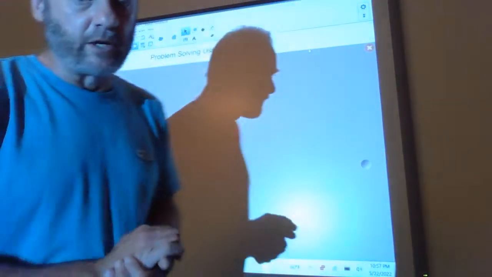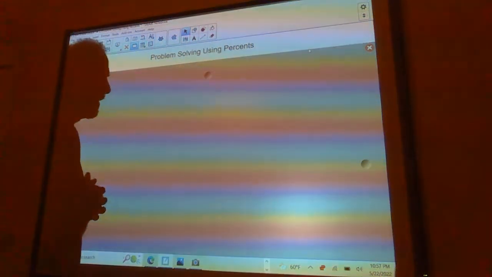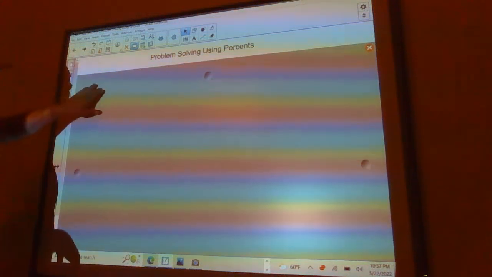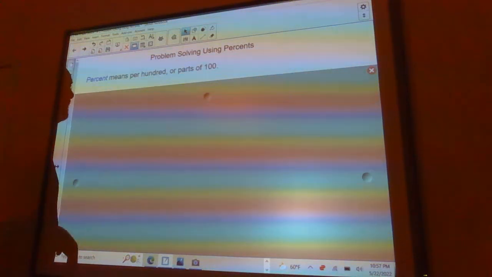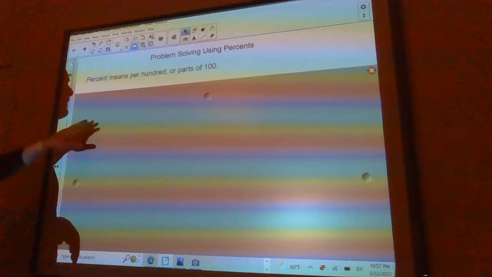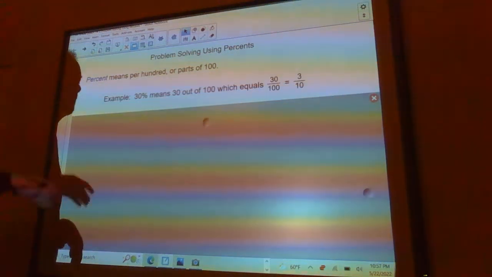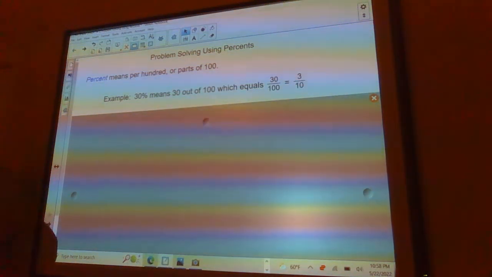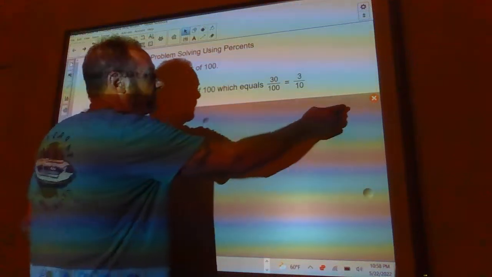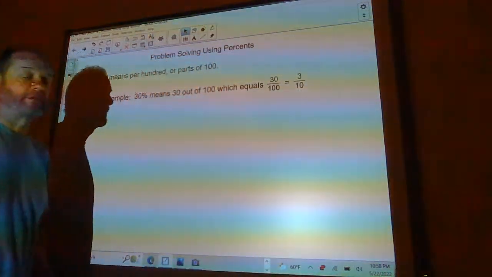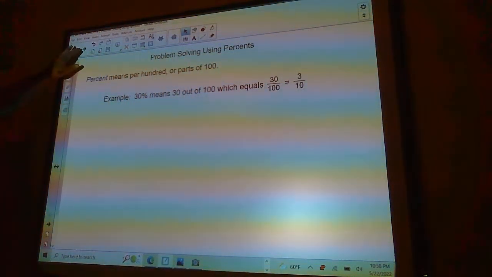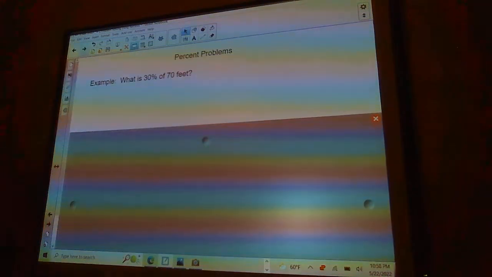Hey guys, today we are going to review again problem solving using percents. Remember, percent means per hundred or parts of 100. So 30% means 30 out of 100, which equals 30 over 100, which is equivalent to 3/10. You should be good with all that already, just a quick review.